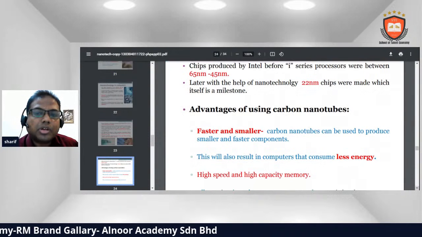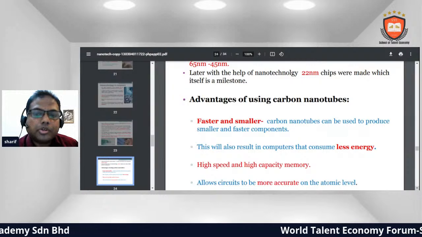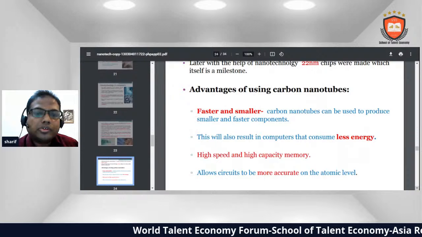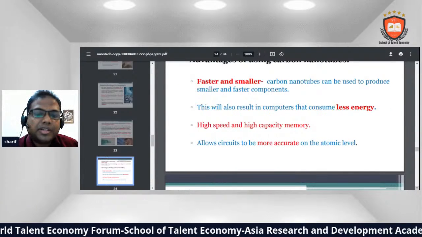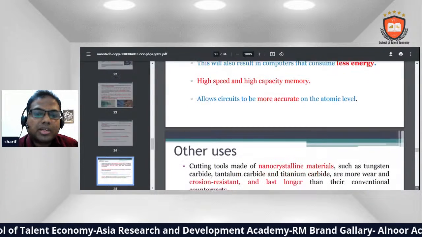Advantage of using carbon nanotubes: faster and smaller. Carbon nanotubes can be used to provide smaller and faster components. This will also result in computers that consume less energy. High speed and high capacity memories allow circuits to be more accurate on the atomic level.